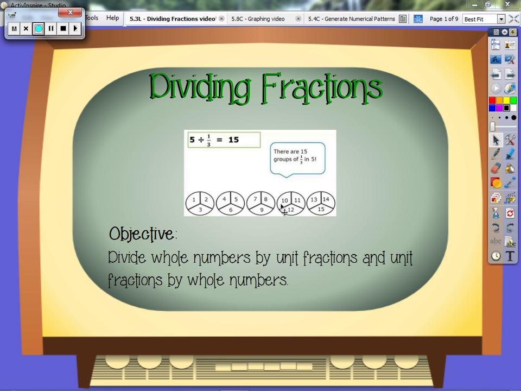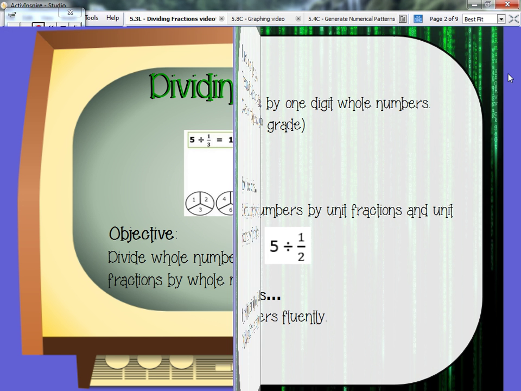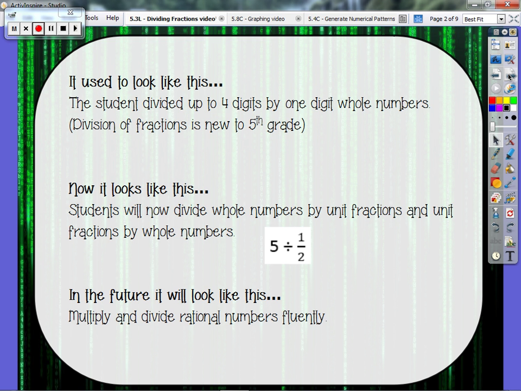Today I'm going to be talking about dividing fractions, and the objective is to divide whole numbers by unit fractions and unit fractions by whole numbers. Now, this is a concept that is new in 5th grade. In 4th grade, the students were only responsible for dividing up to 4 digits by 1-digit whole numbers. So in 5th grade, we're introducing the dividing of fractions. And in 5th grade, students will divide whole numbers by unit fractions and unit fractions by whole numbers.